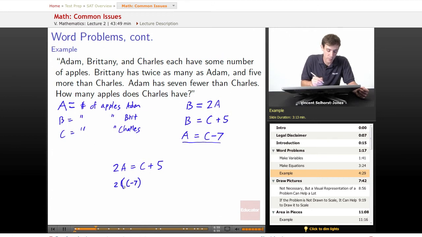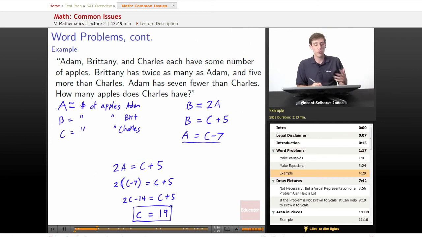Now it's getting a little hard to tell parentheses from Charles's C, so I'm going to make the parentheses extra obvious, equals C plus 5. We start working to solve this out. We've got 2C minus 14 equals C plus 5. We move the 14 over to the right side. We move the C to the left by subtracting. We'll get C equals 19. Charles has 19 apples.